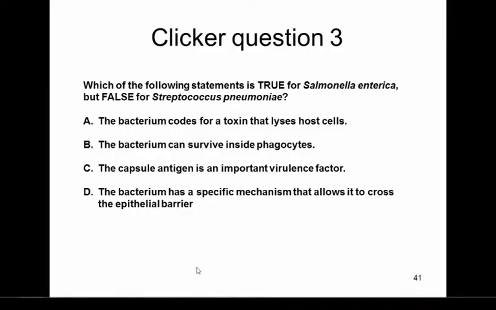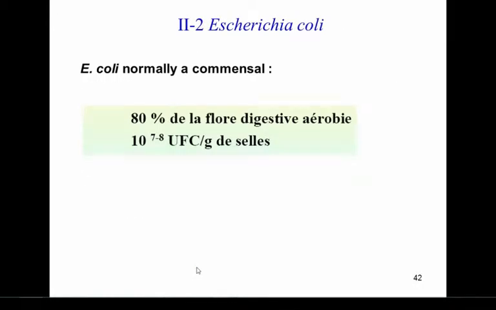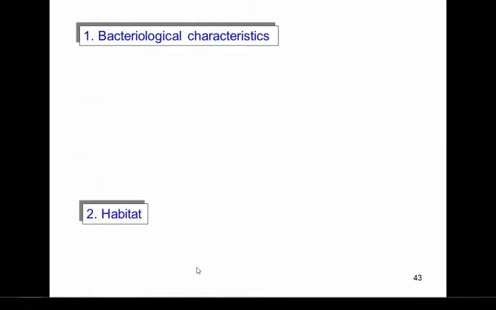Okay, so this leaves us 30 minutes to think about Escherichia coli. As you all know, mostly Escherichia coli are not harmful. They are commensal bacteria, and it's probably the most frequent or the biggest contributor to the aerobic gut flora. But some strains can be pathogens.